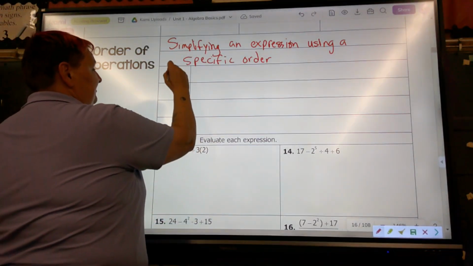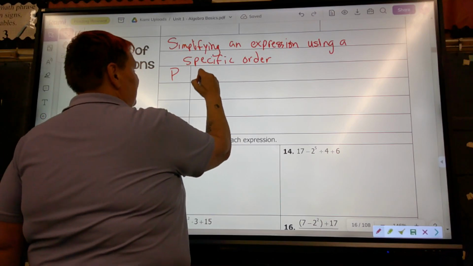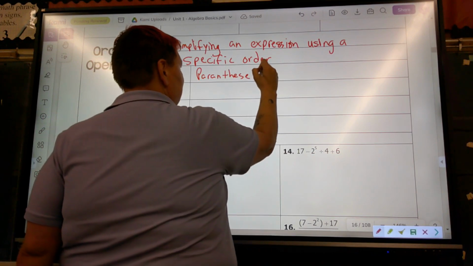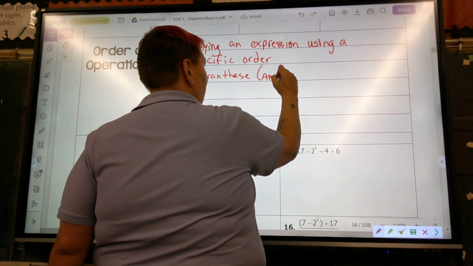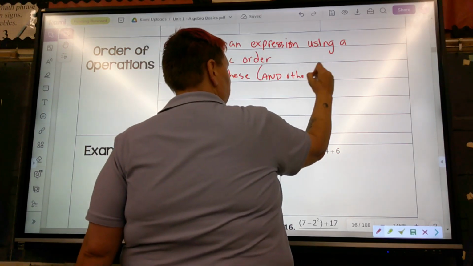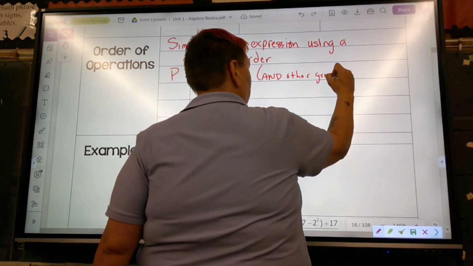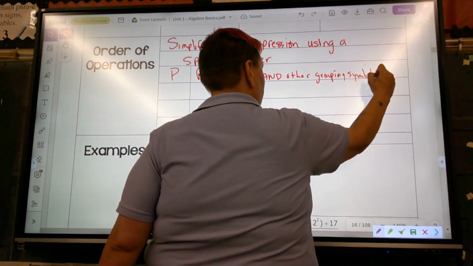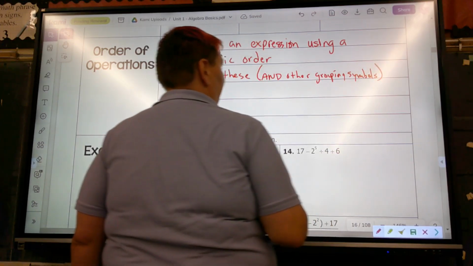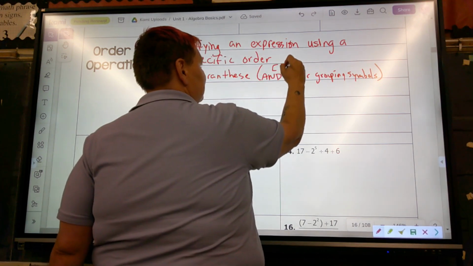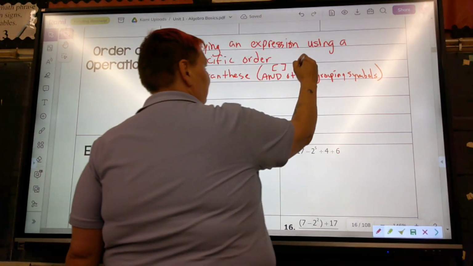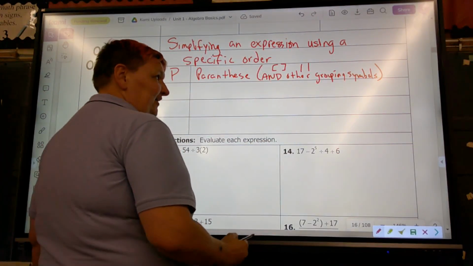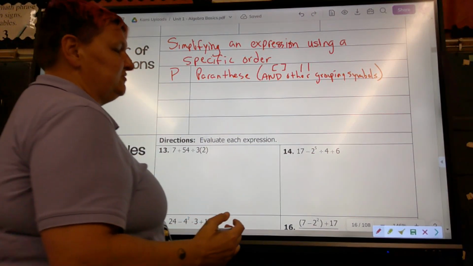All right? P at the top, but it also means parentheses and other grouping symbols. Right? So it includes things like brackets. It includes things like absolute value bars. Right? It includes all the grouping symbols.